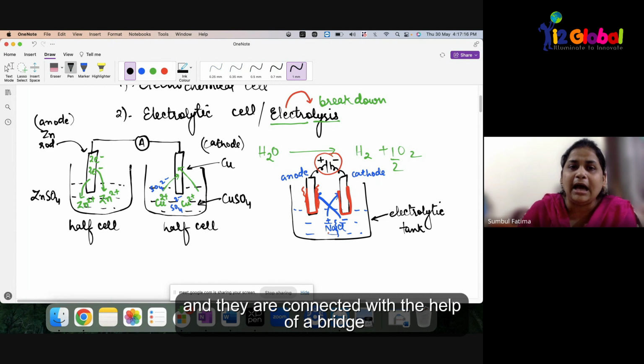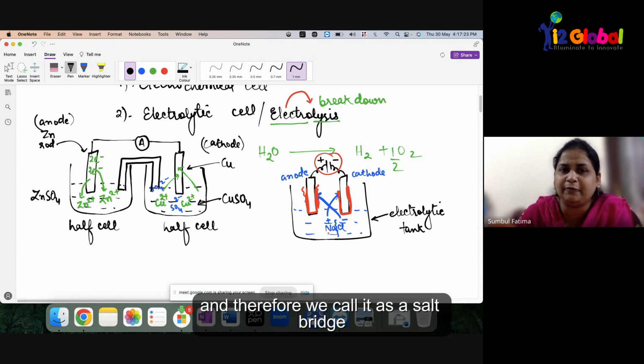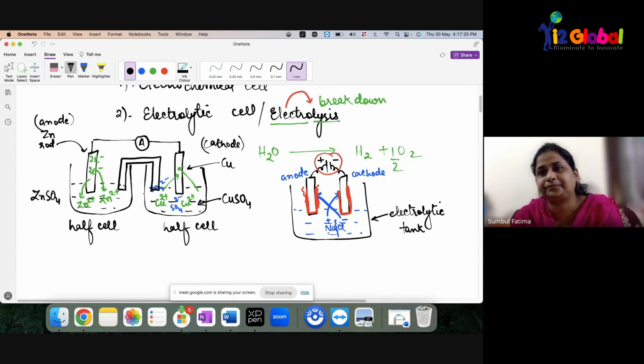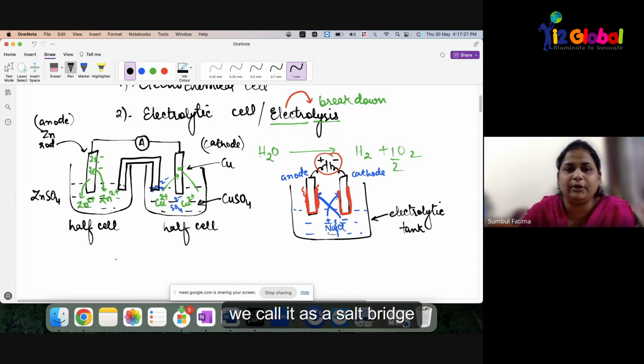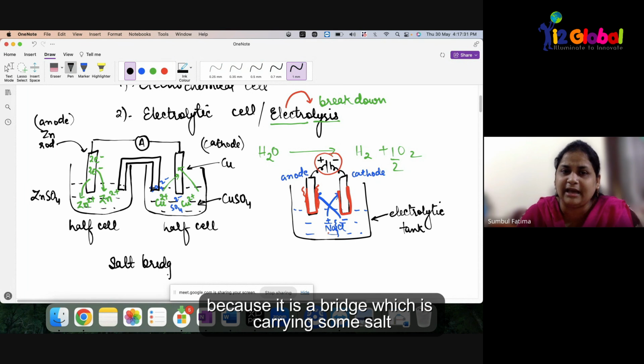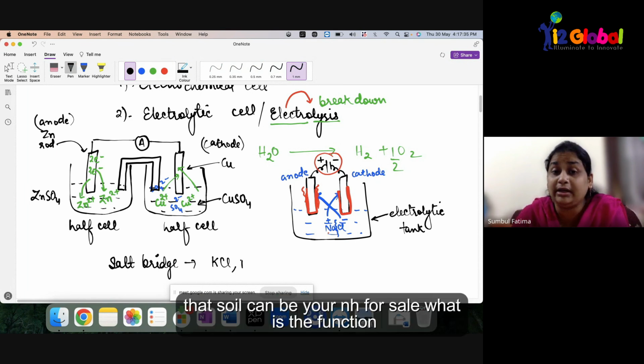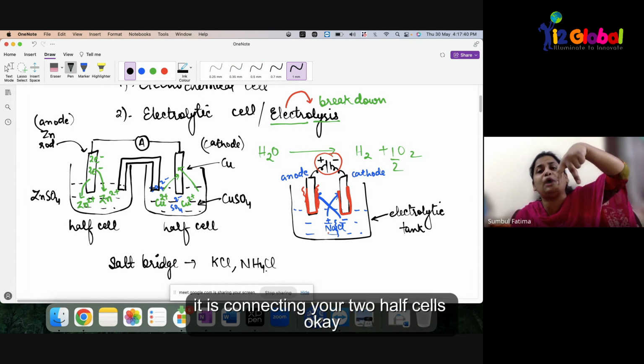And they are connected with the help of a bridge which contains a salt inside it, and therefore we call it a salt bridge, because it is a bridge carrying some salt inside. That salt can be KCl, that salt can be NH4Cl. What is the function? It is connecting your two half cells.